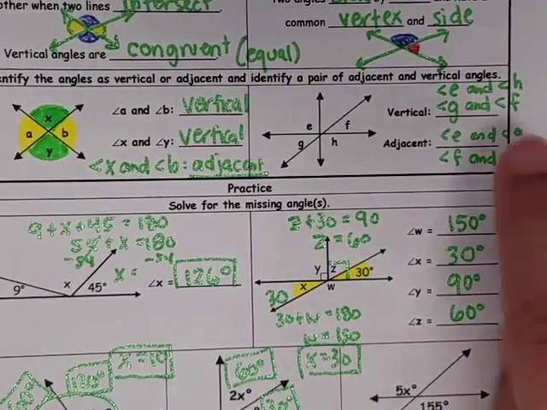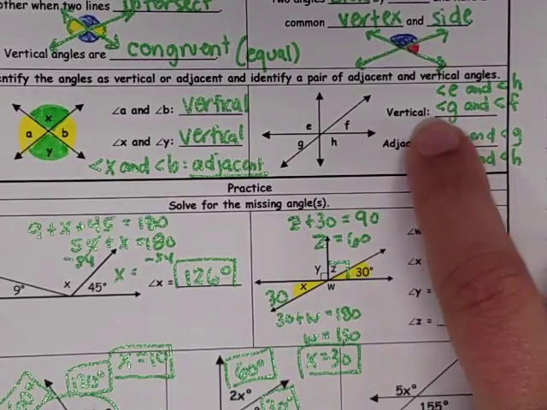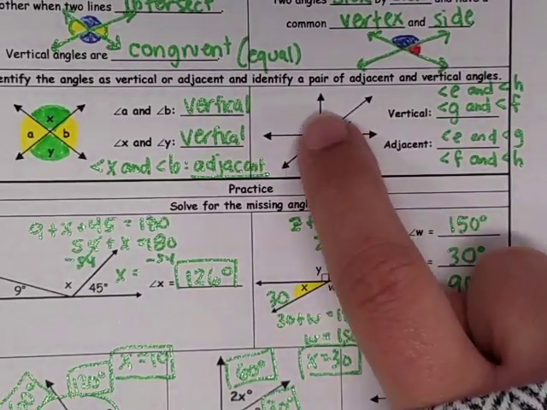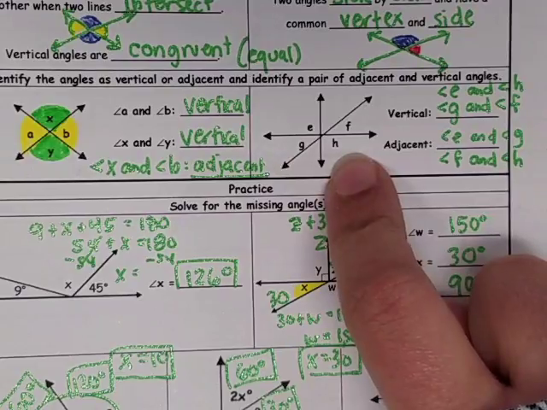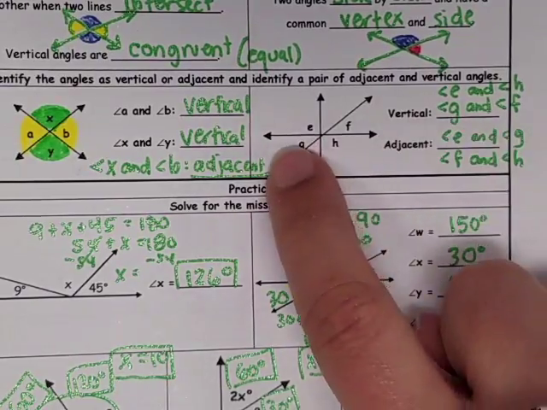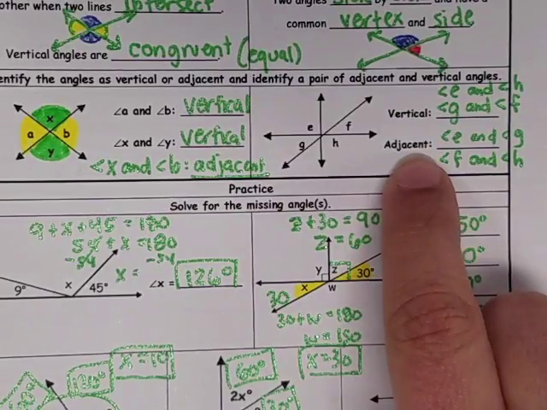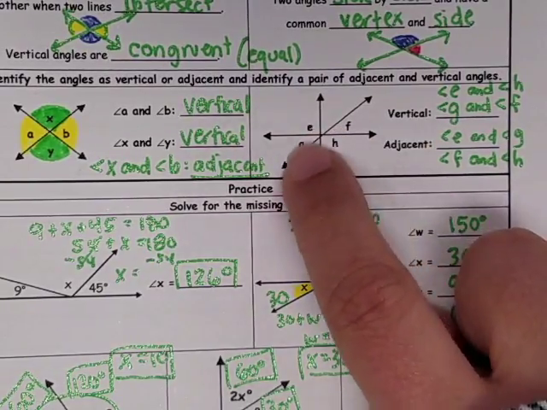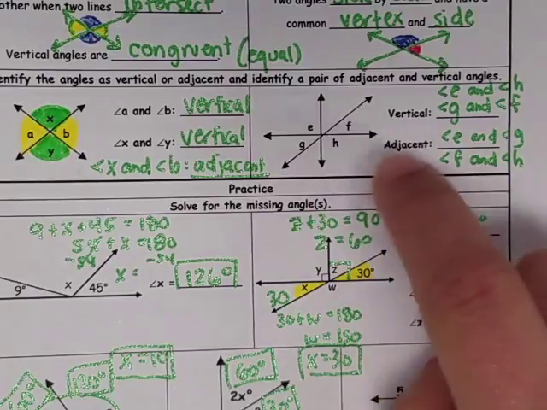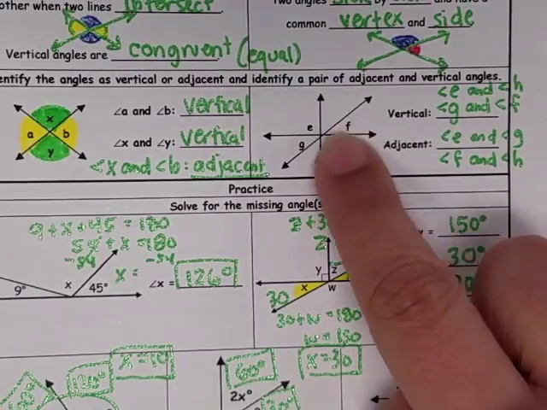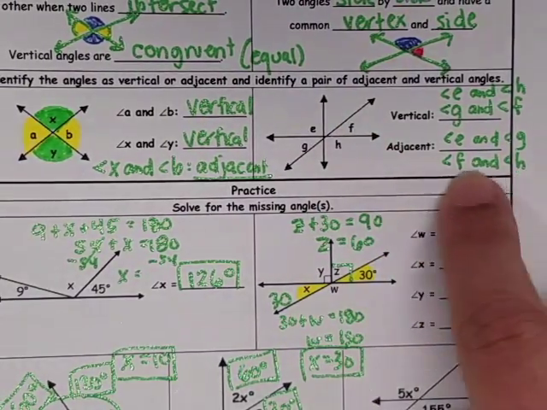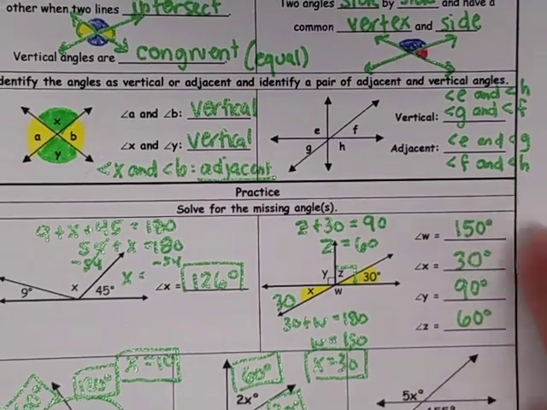And then right here, I labeled my vertical angles E and H because they are opposites of each other and they're the same angle measure. G and F are opposites of each other and they're the same angle measure. And then adjacent angles are the ones that are touching. So E and G are touching, so those are adjacent. And then H and F are adjacent, and so those are the ones that go here.